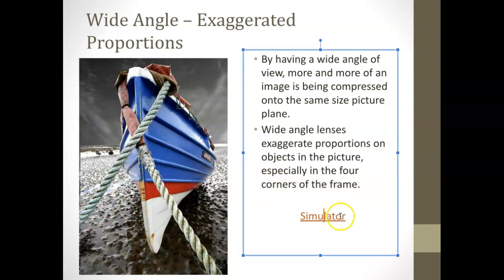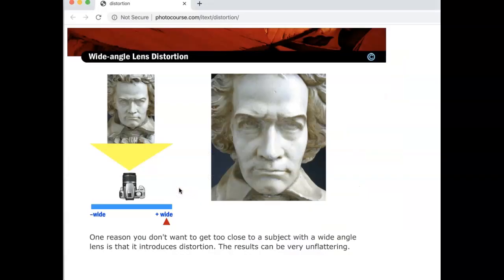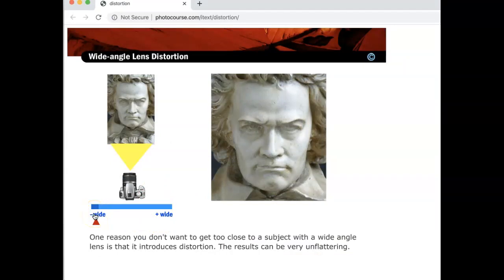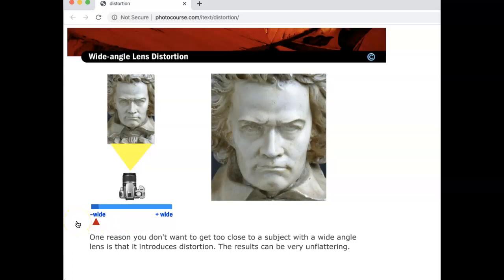There's a simulator that we can open up that will help to show how exaggerated proportions change based on the type of focal length that we're using. So here it is. If we go for a wider angle of view, things tend to get warped more. So all the way on the right hand side here, you can see that yellow triangle is showing the angle of view. Things really start to get warped in this sculpture as it's being photographed.